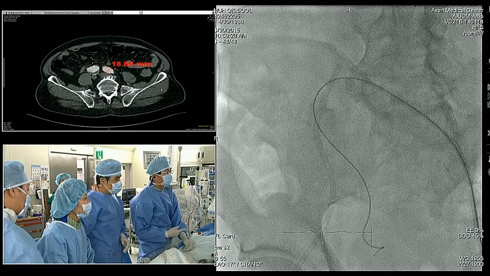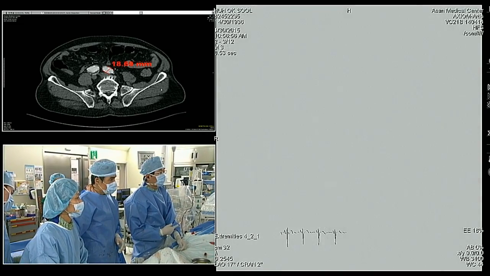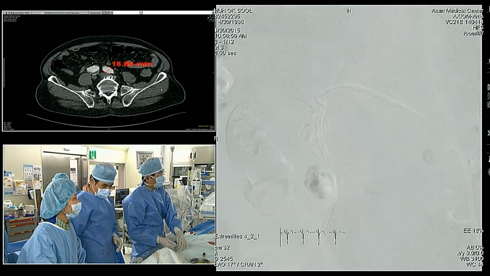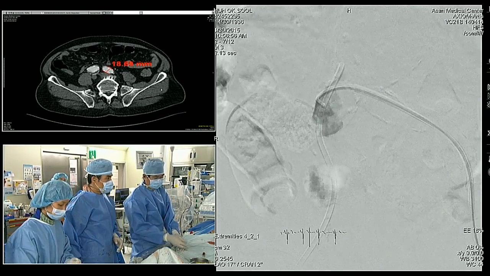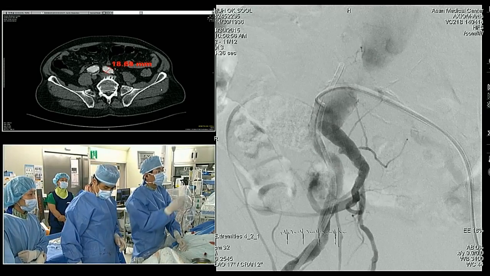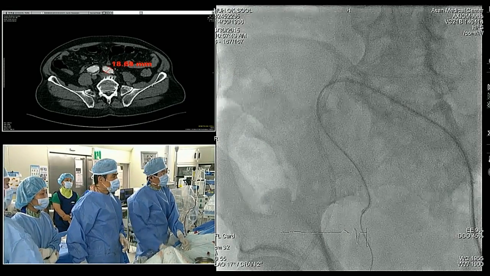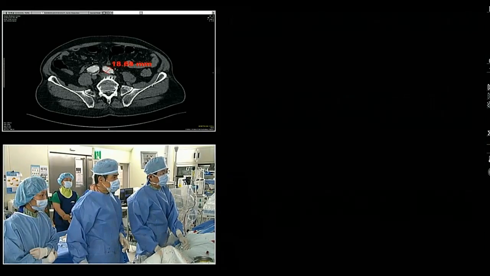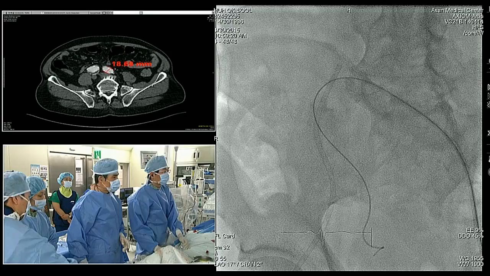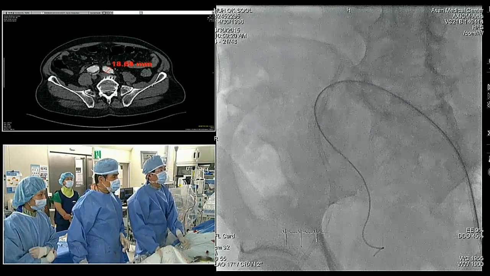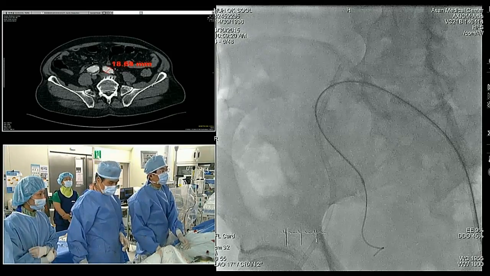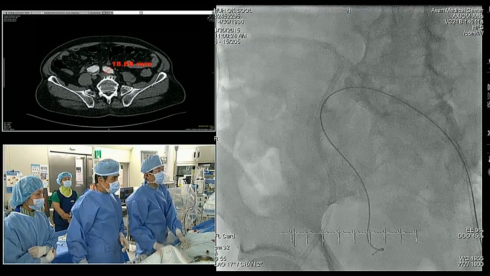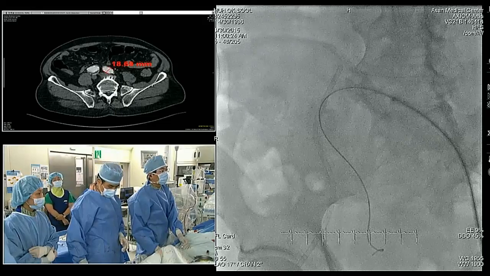So, this is an angiogram. We accessed from the contralateral femoral artery, and then we inserted the thermal wire into the internal iliac artery, followed by the right jumping catheter. And we changed to the Amplatz steel wire, and we inserted the 6 French sheath for the delivery of the plug.